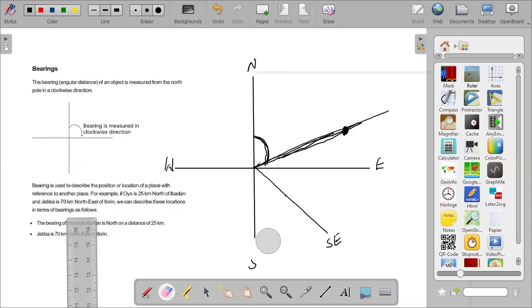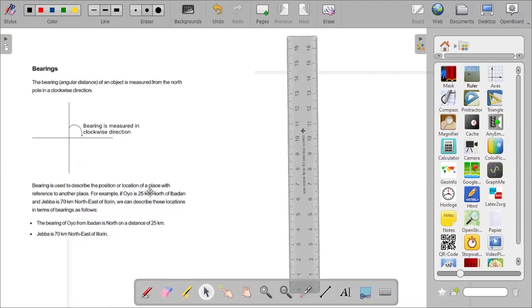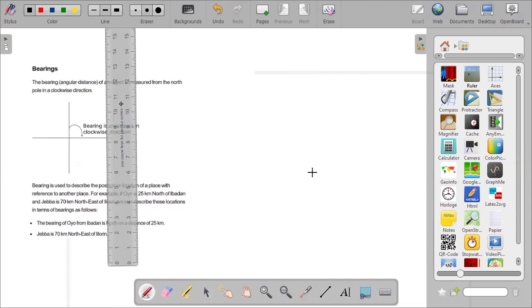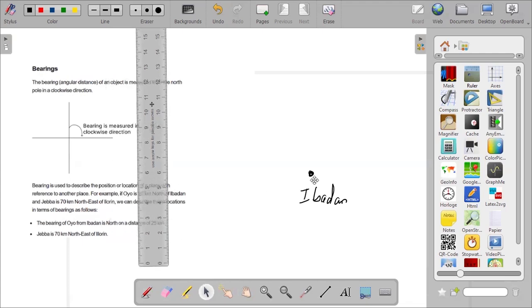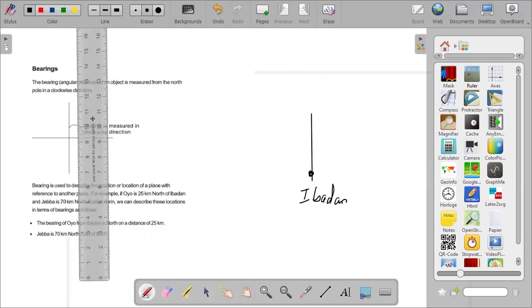First of all, they said Oyo is 25 kilometers north of Ibadan, meaning Ibadan is a reference point here. As I say, north of Ibadan. So first of all, you can use a point to represent Ibadan. So let's call this point here Ibadan. And then they say Oyo is north of Ibadan. Where is north? Let's draw a line, of course. The vertical line here is the north line. So north is going up like this.